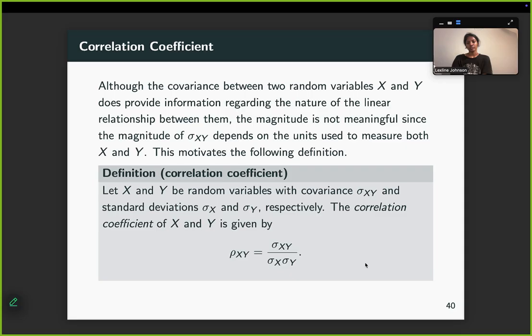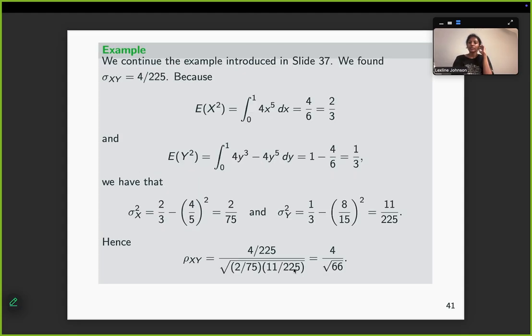So let x and y be random variables with the covariance, and then we have our standard deviations for x and y. So our correlation coefficient of x and y is given by the covariance of x and y divided by the standard deviation of x times the standard deviation of y.